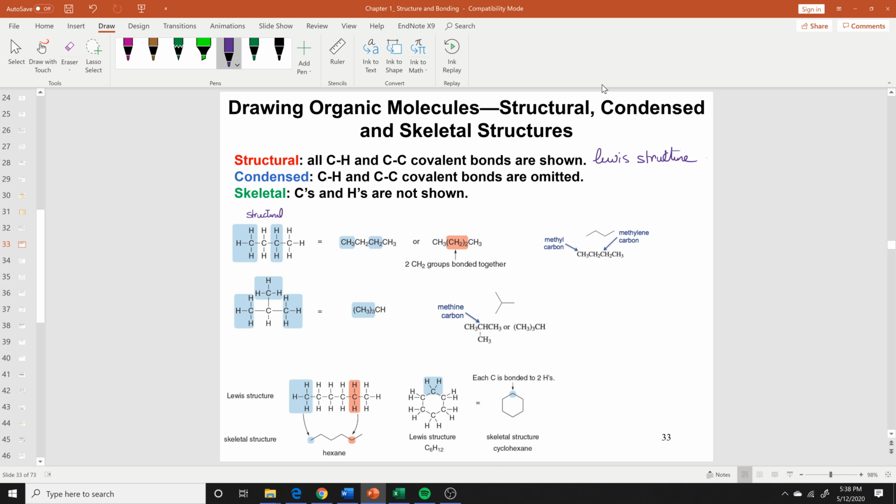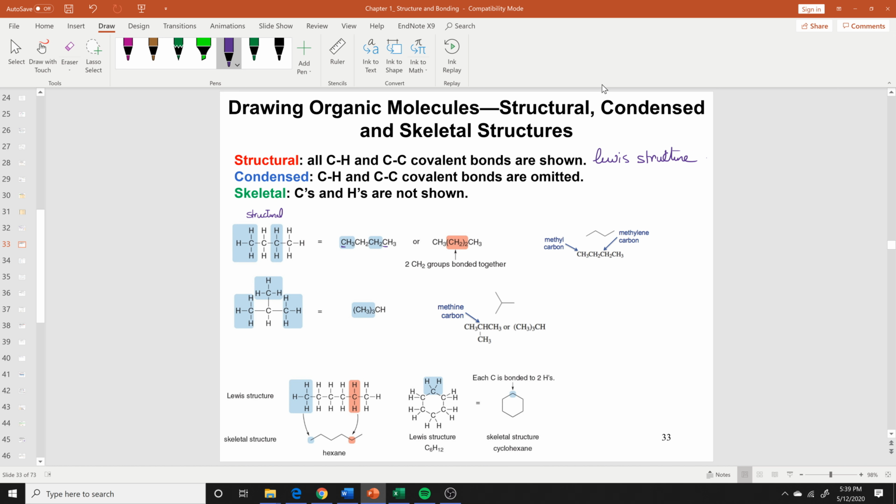So the condensed is what? Basically you omit carbon-hydrogen and carbon-carbon bonds, so you don't show any single bonds at all. So you take out the bonds between the carbon hydrogens, so this becomes CH3, you write it down. This becomes CH2, you write it down. This is a CH2 and this is a CH3. Notice every carbon should have 4 bonds, so the carbons on the edges are CH3s, and the carbons in the middle have to be CH2s.